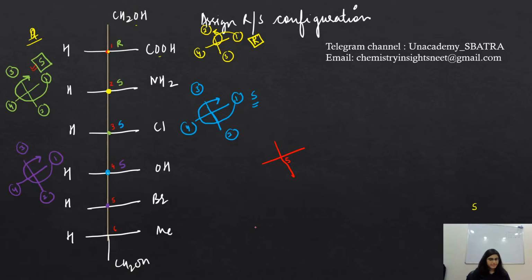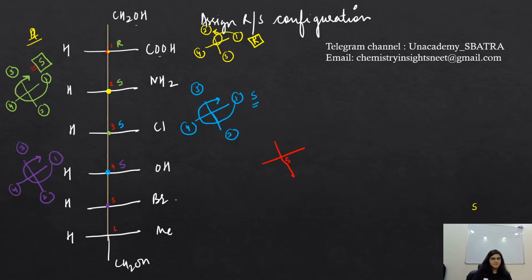Alright, Tyasha is saying that fifth carbon will be having S configuration. Vrajesh is saying R. Rakesh is also going with R. Tamanna is also going with R. Alright. So I'm giving you 30 more seconds for this carbon. Alright, so most of you are going with R.